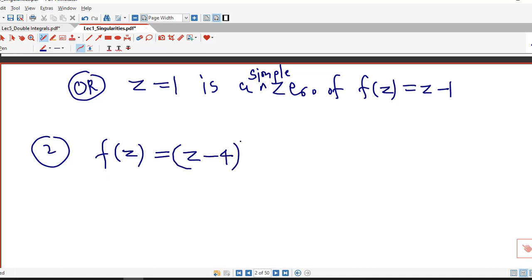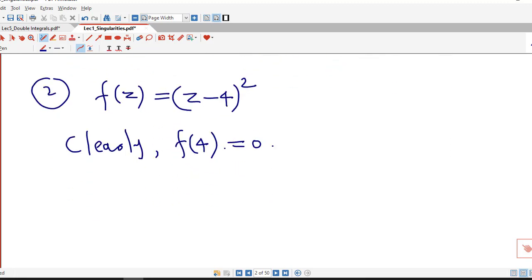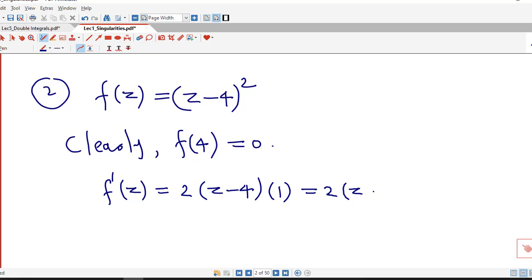Z minus 4 square. So here also it is obvious that the value of the function becomes 0 if we take z equal to 4. So clearly f of 4 is 0. So 4 is a 0 of this function. Now to decide the order of this 0, first we find out the first derivative. It is 2 times z minus 4 into the derivative of z minus 4, which is 1. So it is 2 times z minus 4.